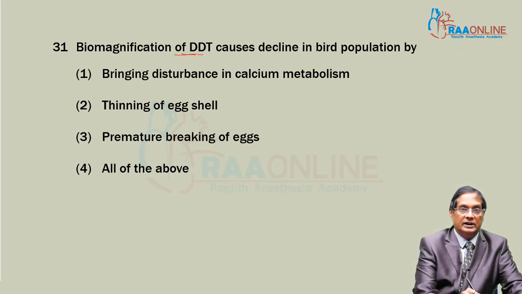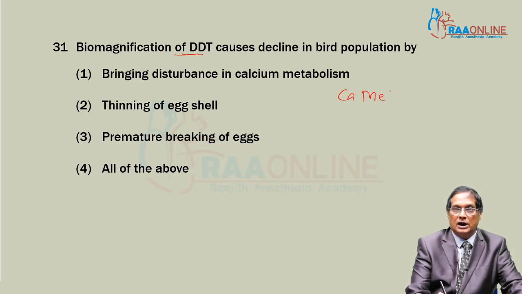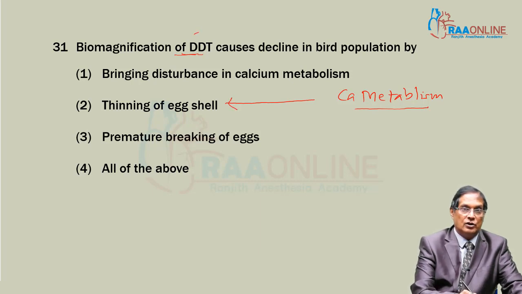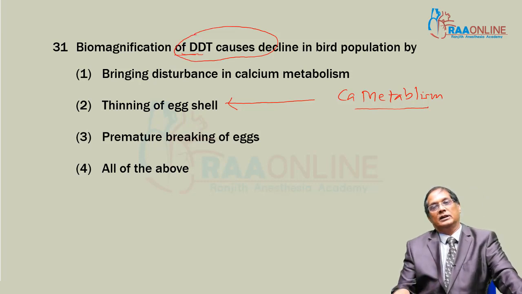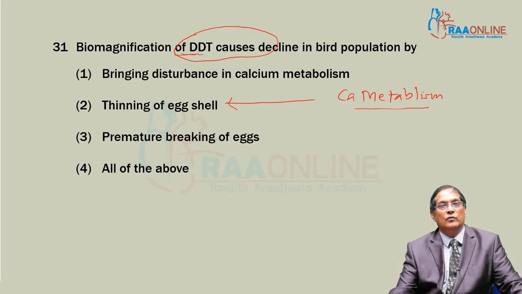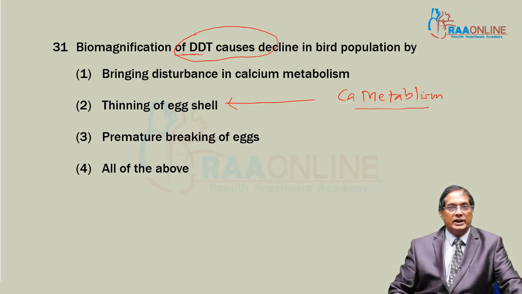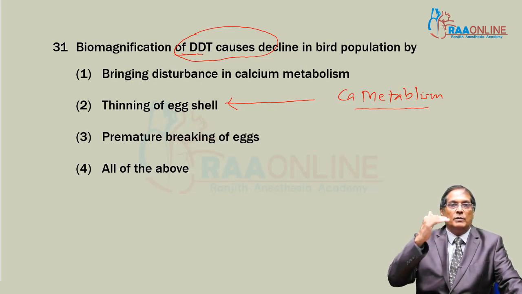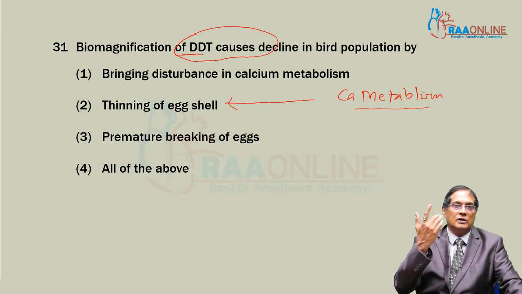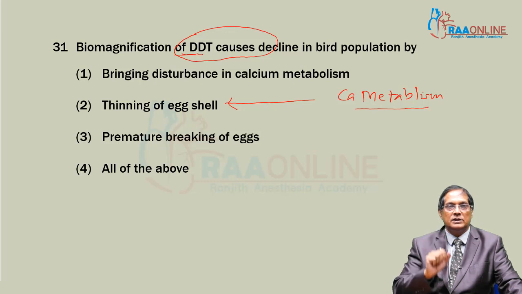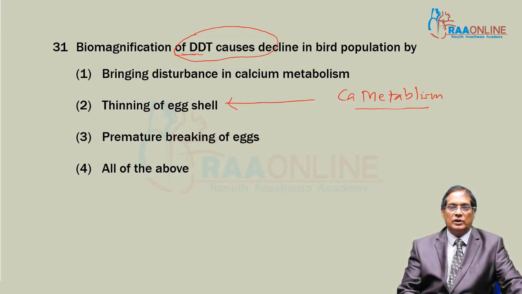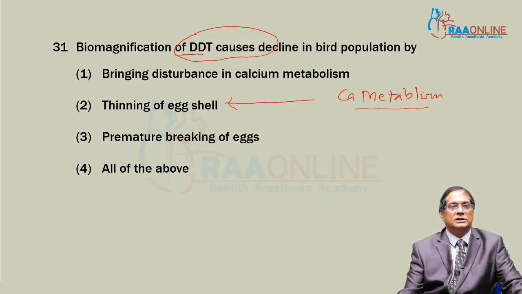Biomagnification of DDT disturbs calcium metabolism, and calcium is found in the eggs of birds. So thinning of eggshell is the drawback of DDT, and this DDT reaches their body via fishes. Due to biomagnification, it enters through the water body at the first trophic level, then, being non-biodegradable, reaches up to the top. Those fishes are consumed by the birds. In that case, DDT enters their body and disturbs their calcium metabolism, and calcium is present in the shell of eggs.